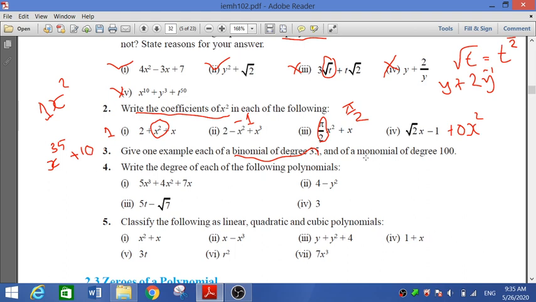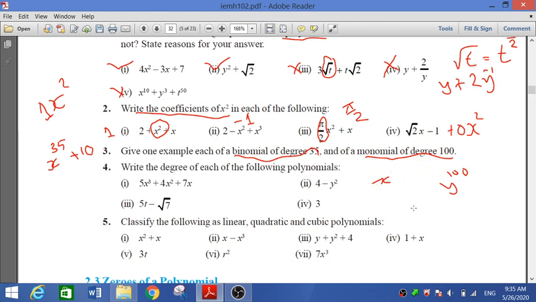Now second is a monomial of degree 100. Monomial means one term. So y to the power 100 we can write. It is also a correct answer. Someone says, sir, x square and then 50 and then again power 2. It is also correct. x to the power 50, to the power 2. So it is also correct.